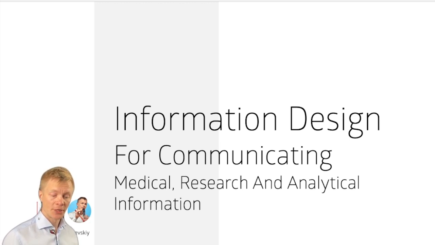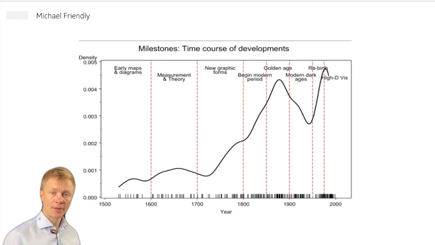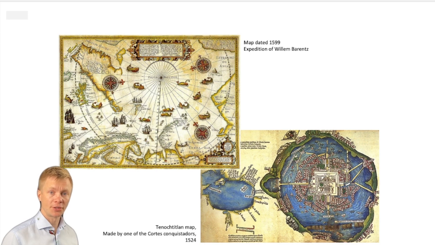Today I will be sharing with you my experience and some of my recent findings on the subject. To start, let's dig into some history, because what we discuss today is nothing new. It has been with us for centuries already. The researcher Michael Friendly highlighted that some of the first maps with information design originate centuries ago, and it all started with the maps of travelers and explorers, for example those maps of Cortes's conquistadors. Those maps were beautiful and functional at the same time.